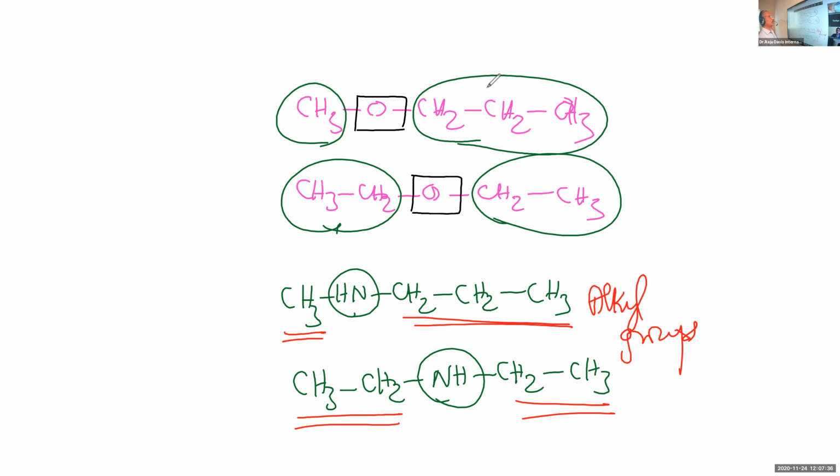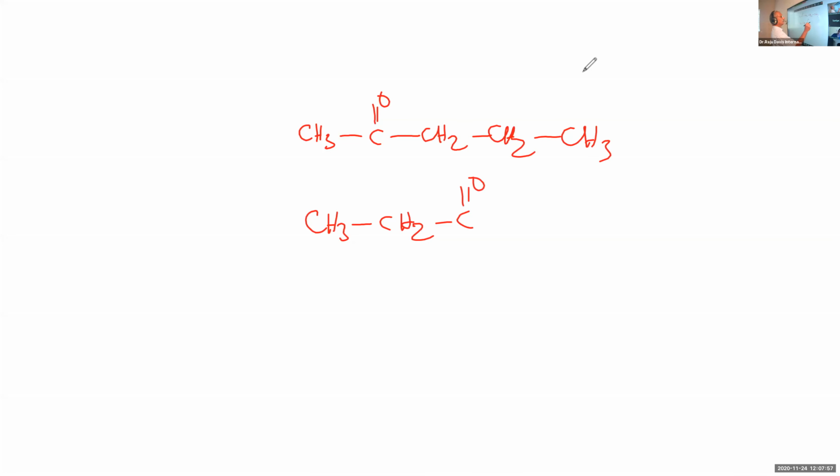Similarly, you can see this in ketones. In ketones also, there will be different alkyl groups attached. For example, CH3, C double bond O, CH2, CH2, CH3. You take another ketone, CH3, CH2, C double bond O, CH2, CH3. I am taking only simple examples. There is the ketonic group, and here also there is the ketonic group.